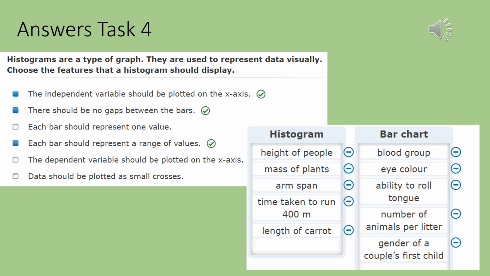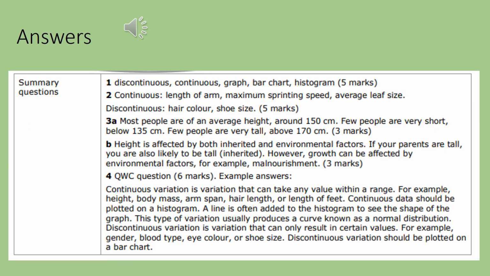Mark your work, make sure you got it right, and if you didn't, make sure you correct it. Try to explain why if you got it wrong. What would the answer, or should the answer, have been? Okay, and then the summary answers are given here for you. So you should have completed all 4 questions, and you should be able to mark with the mark scheme.